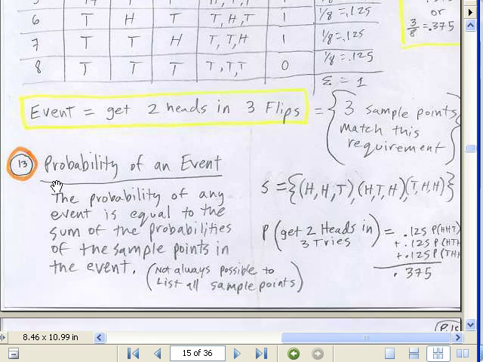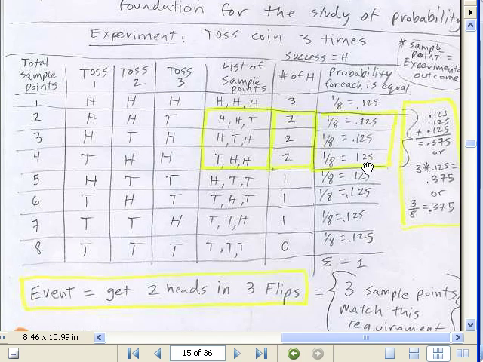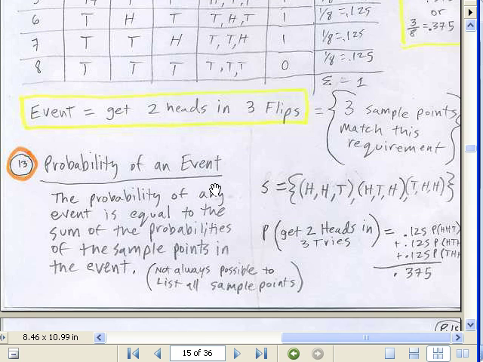Now, let's look down here because we kind of jumped to a conclusion. We just added these up. But look at this: probability of an event. The probability of any event is equal to the sum of the probabilities of the sample points in the event. So if we're going to get 2 heads in 3 tries, we have to use whatever our sample space is for this event. There it is. There's 2 heads. There's 2 heads. There are 2 heads. Remember when we did our tree diagram, each was a unique sequence, but each time you get 2 heads. So the probability of 2 heads in 3 tries, boom, you add them up.